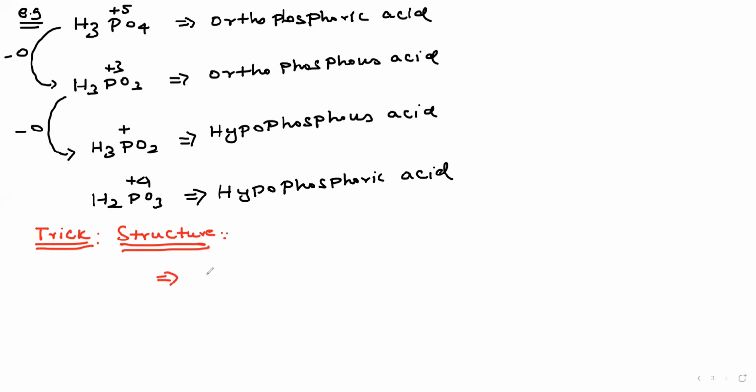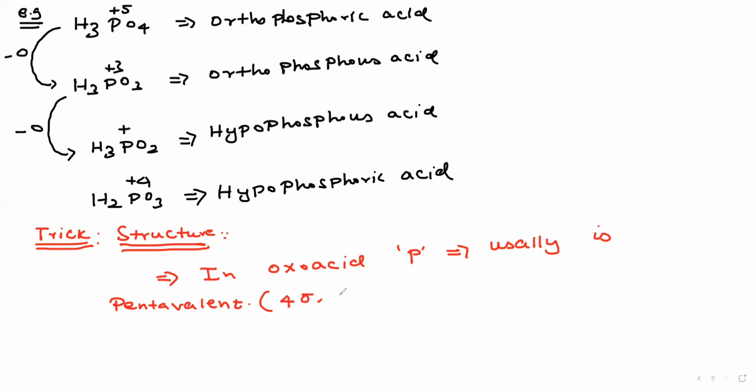In oxo or oxy acid, phosphorus is usually pentavalent. What is pentavalent? Five bonds surround it. Pentavalent means 4 sigma bonds and 1 pi bond surround the phosphorus. Therefore, any oxyacid of phosphorus, whether pyro or hypo, always contains sp3 hybridization. This is for all oxyacids.